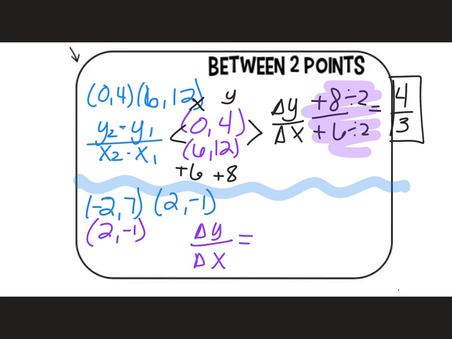So let's see what we have here for our change in y. We're going from a positive 7 to a negative 1. So in this case, it's going to be minus 8. On the other side, we're going from a negative 2 to a positive 2. So that's going to be a plus 4. Now, I don't know if you noticed this, but 8 is divisible by 4. So this is going to simplify to a nice pretty whole number, except one is positive, one is negative. So this is going to be a negative 2.